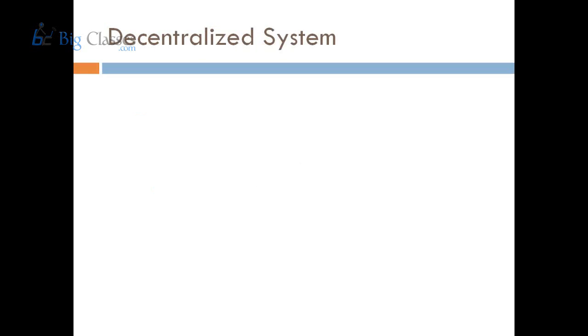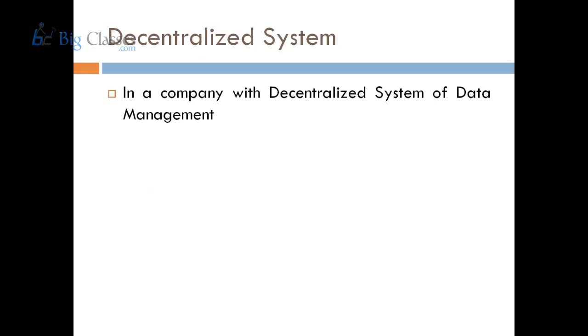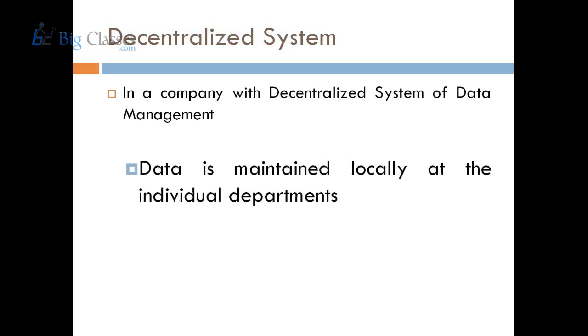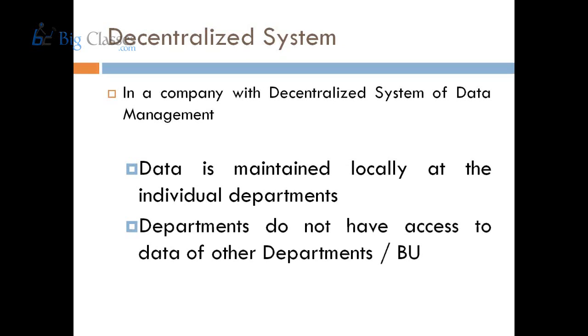Let's check out what a decentralized system is. If you have a decentralized system in your organization, the data you are managing is maintained locally at individual departments. Okay, then what is the problem? It cannot be shared with other departments. That is a major problem.